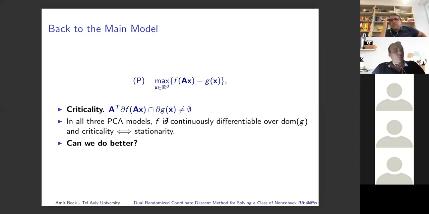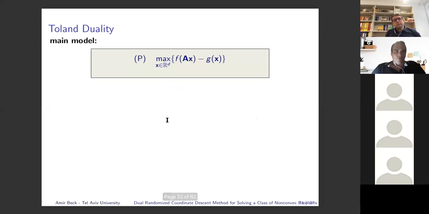But the question is, can we do better? So actually, my question is, can we do better than criticality? And again, stationarity doesn't help us here. And of course, if I ask this question, it means that the answer is yes. And we do it with duality. The first part of the lecture will be about optimality conditions, and then we'll get to the algorithms too. So how do we do it?